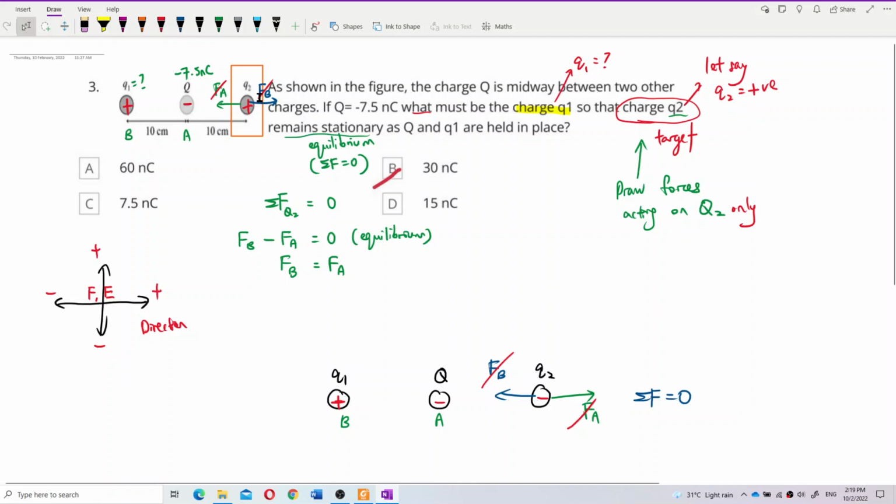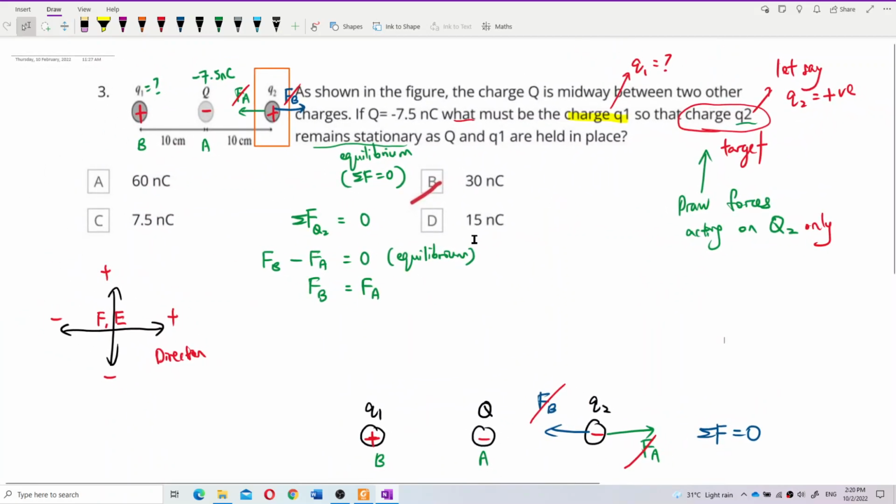So no matter whether Q2 is positive or negative, it's not important, because the question asks about Q1. No matter whether Q2 is positive or negative, Q1 is always positive. So the Q1 answer must always be positive, it cannot be negative. That's why you can see all these are positive answers. You see? That's how we know. Even though it didn't mention whether it is a positive or negative charge, we can still find out, if you are smart enough.